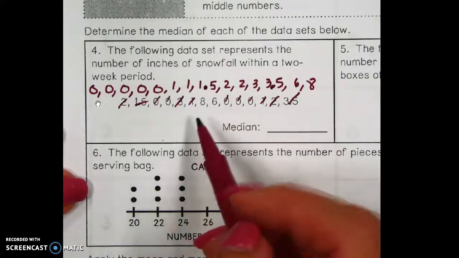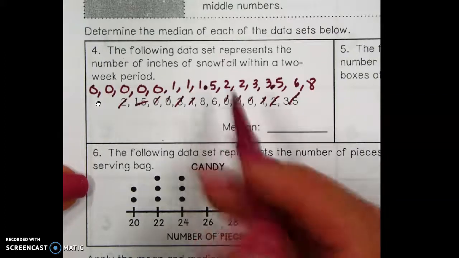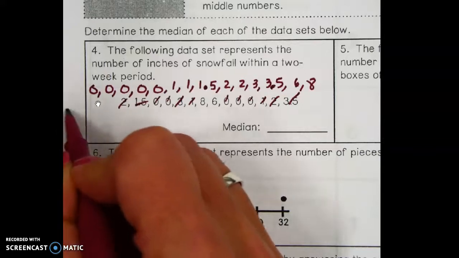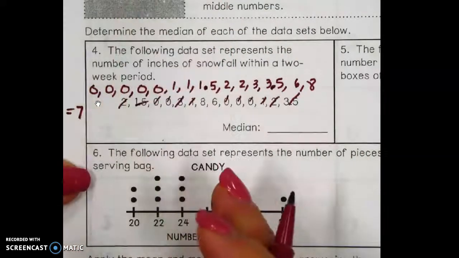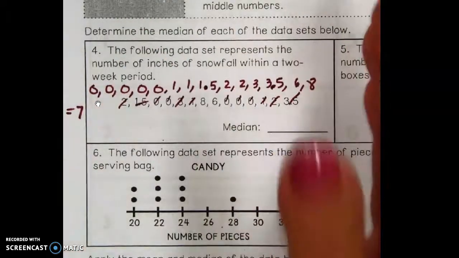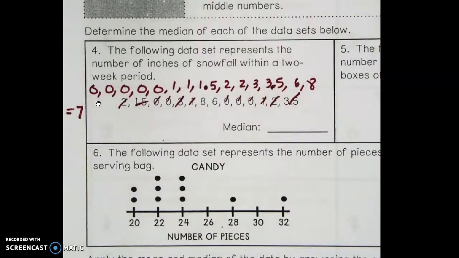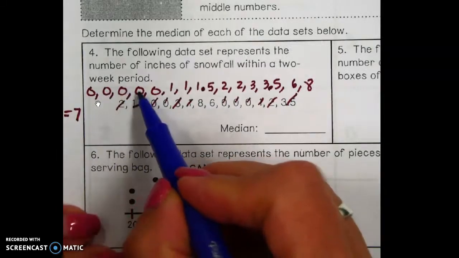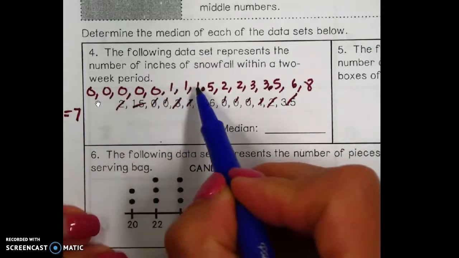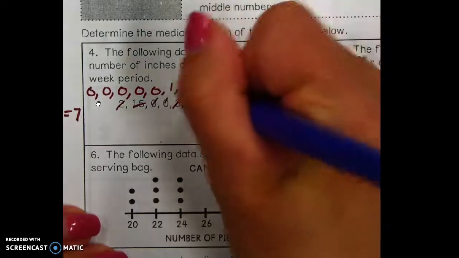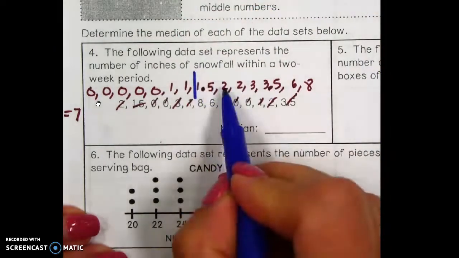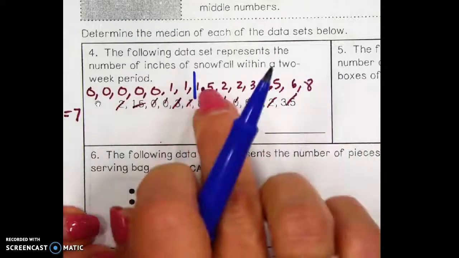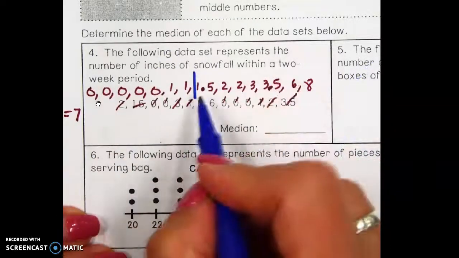Well, how do I find the middle with 14 numbers? Well, if I can divide 14 by 2, half of the numbers will be on one side of the middle and the other half will be on the other. So I need to count 7 numbers. 1, 2, 3, 4, 5, 6, 7. 7 on this side, 7 on that side.